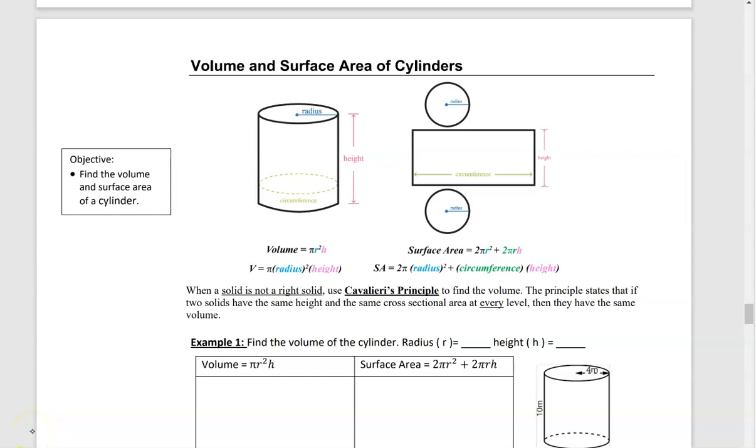In this lesson, we are going to find the volume and surface area of cylinders. So our volume formula is the area of the base times the height, which in this case, since it's a circle, is going to be pi r squared times the height. Surface area is going to be 2 times pi r squared because we have two circles, and then it's going to be 2 pi r h because it's the circumference times the height.